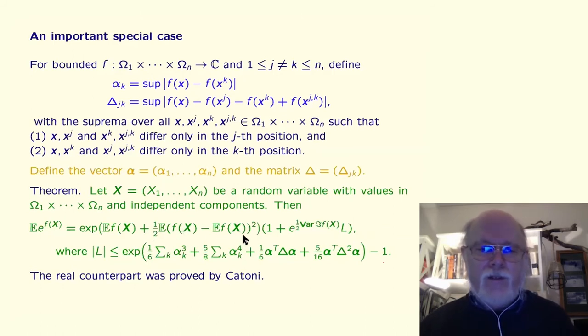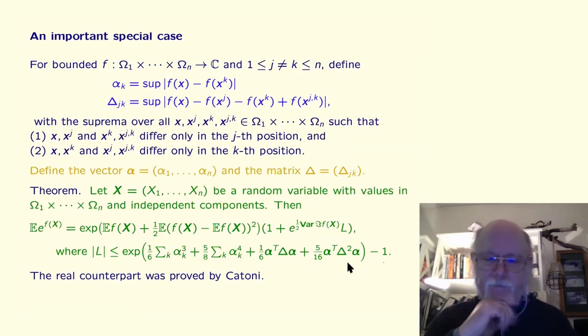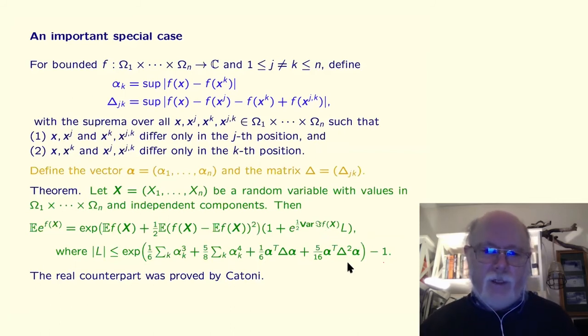So you've got these two terms, and then the error term is this thing here, and we have in the top line here the variance of the imaginary part of f. So if it was a real valued function, the imaginary part, of course, is 0. So you'd have e to the 0, so that would go away, and you just have 1 plus L there. And the absolute value of L is bounded by this expression here. This was proved for real martingales by Gattoni with slightly different constants.